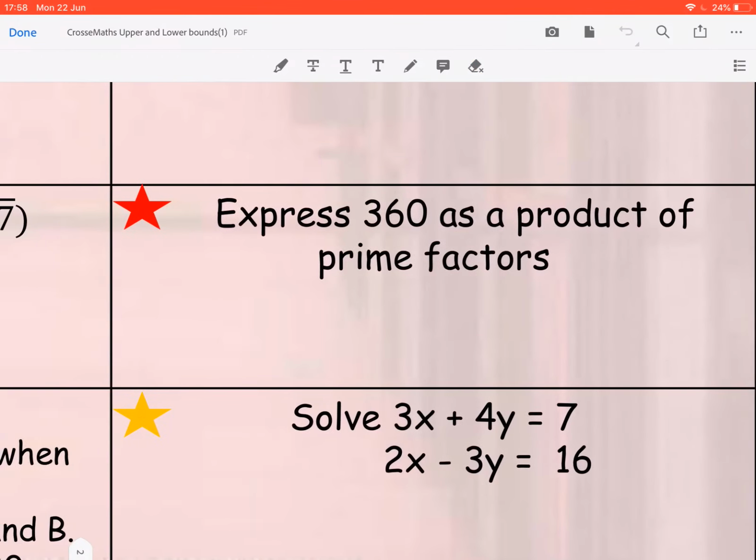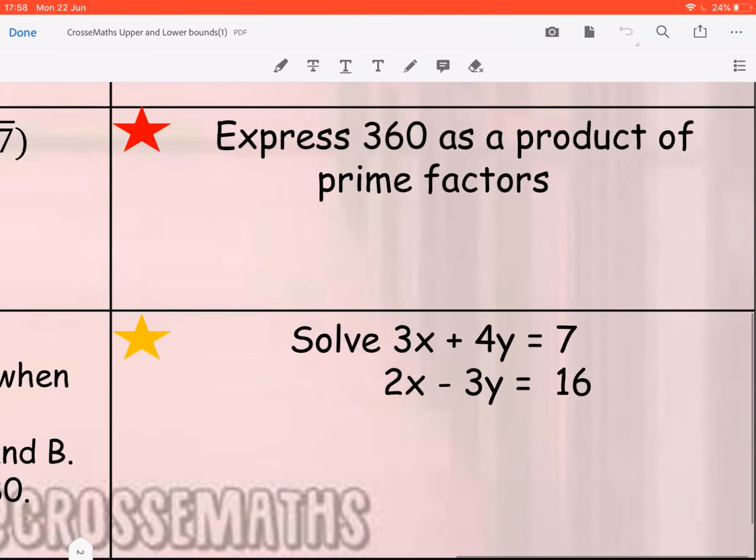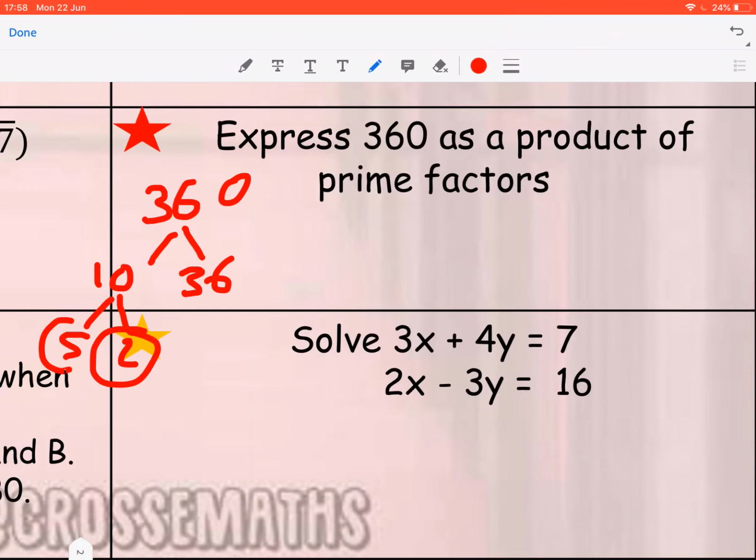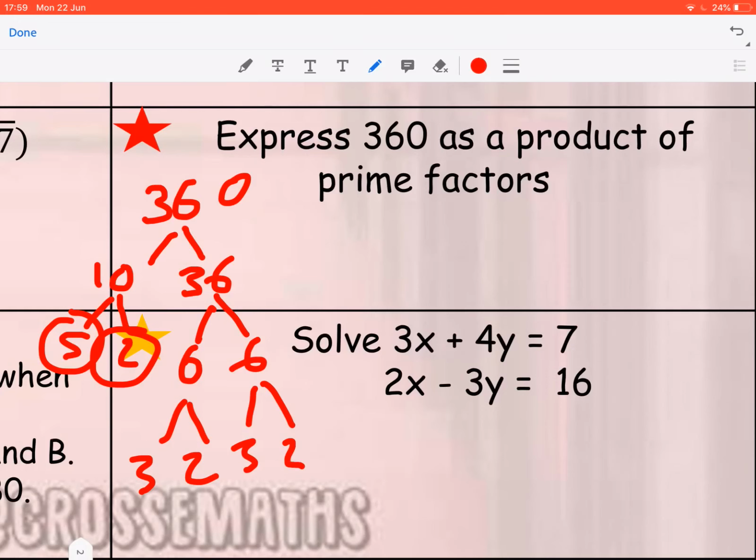Right guys, so product of prime factors, okay, we'll need a little bit of space for this one. I haven't really got it, but it doesn't matter. Okay, 360, if I'm going to break that down, you could break it down any way you like. I'm going to go for 10 and 36 first. Anytime you get a prime number, so I've got 5 and 2, I'm going to circle them. Okay, 36, I get 6 and 6. They break down into 3 and 2, 3 and 2. That's how it looks, okay?